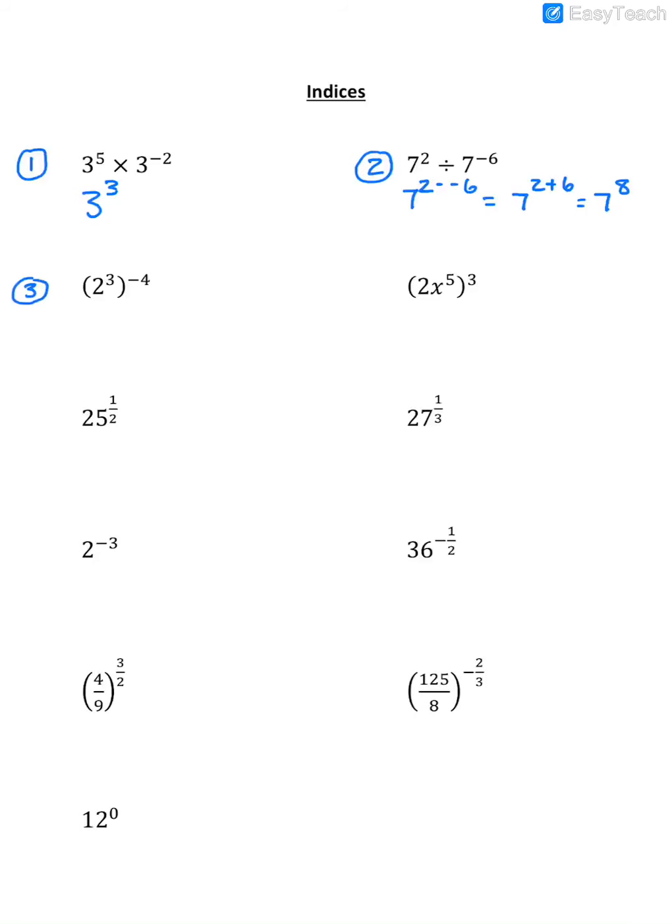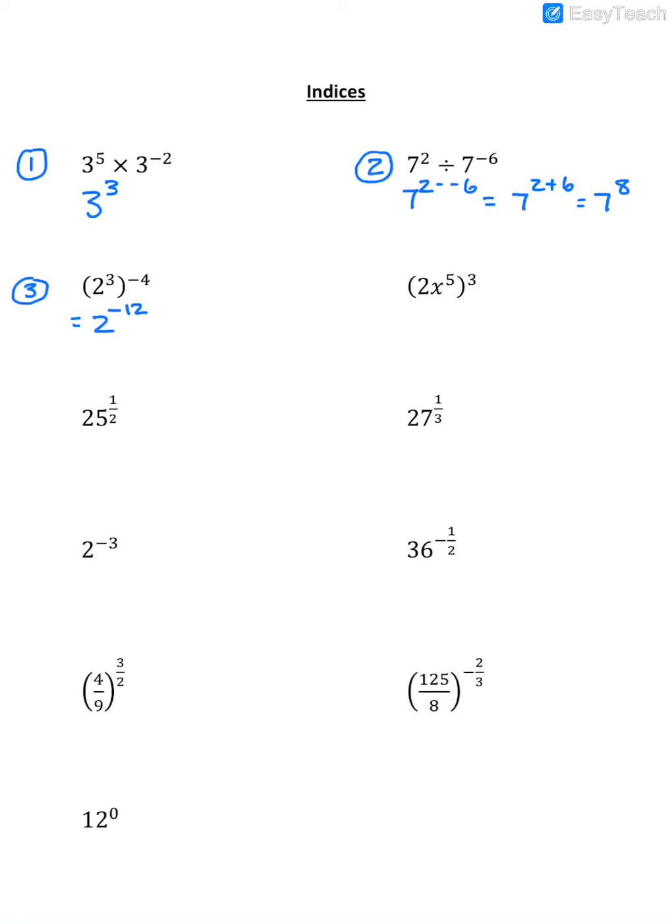Number 3. When you have a power on the inside of the bracket and also a power on the outside of the bracket, you multiply these two powers together. So the answer to number 3 would be 2 to the power of 3 times minus 4, which is minus 12.